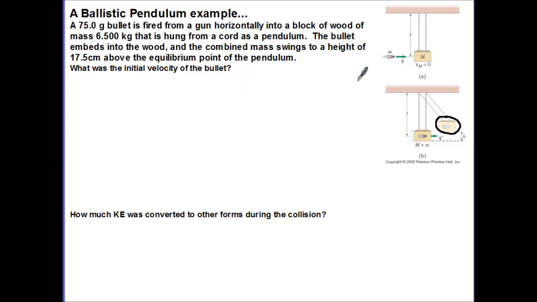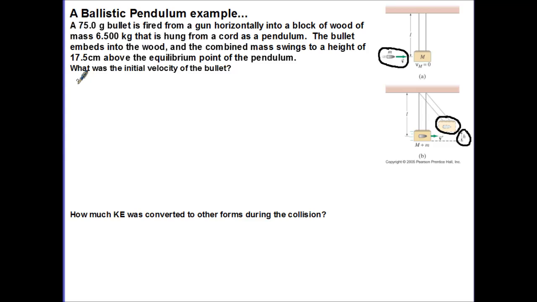I'm going to go ahead and show you how to do this. So we have a 75-gram bullet fired from a gun horizontally into a block of wood that has a mass of 6.5 kilograms. It's hung from a cord as a pendulum. The bullet embeds into the wood and the combined mass swings to a height of 17.5 centimeters above the equilibrium position of the pendulum. That distance here is actually easy to measure. It's just how high does it rise. It's very difficult for us to measure that speed directly, but we can work backwards to figure out how fast it was going by measuring something like the height, which is very easy to measure.